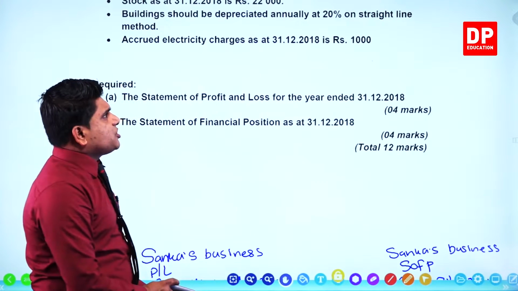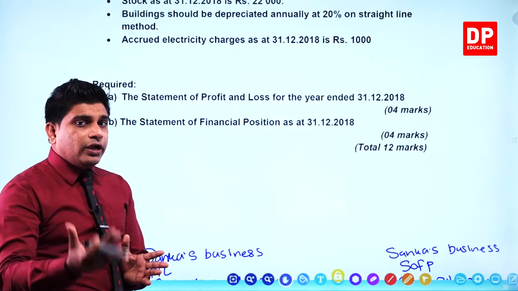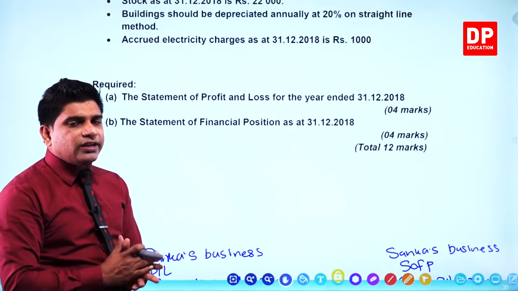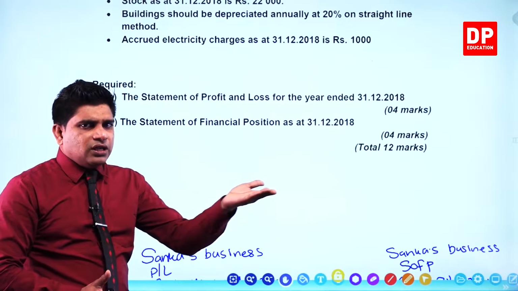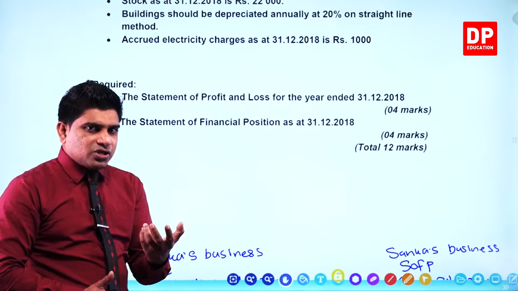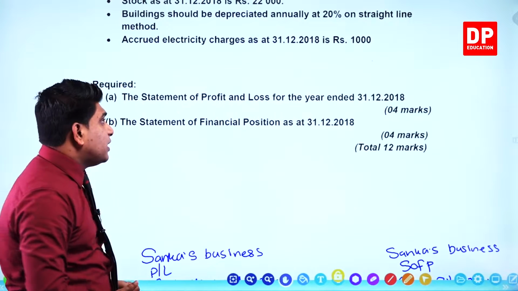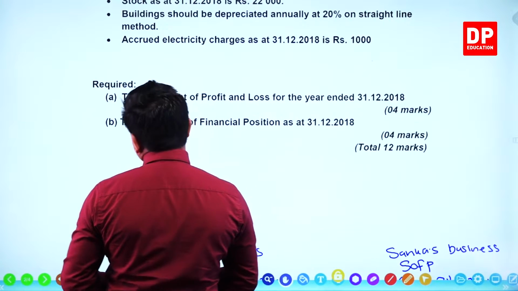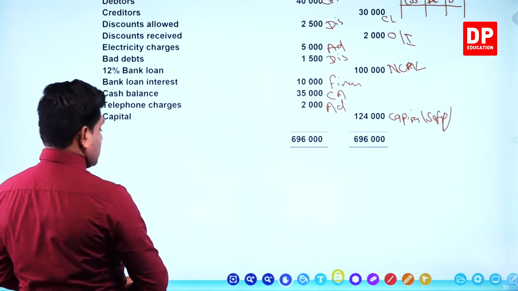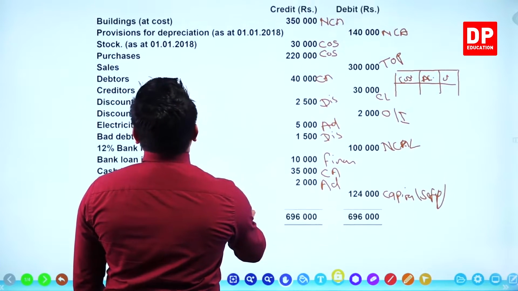Building should be depreciated annually 20% on straight line method. Straight line method: every year we provide the same amount of depreciation. Now you have to find the cost of the relevant property. See, building cost is how much? Building cost is 350,000.